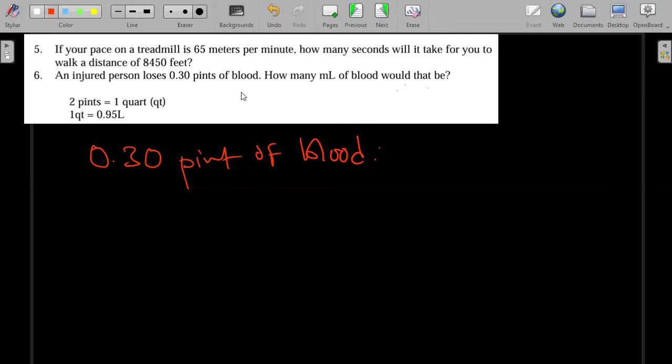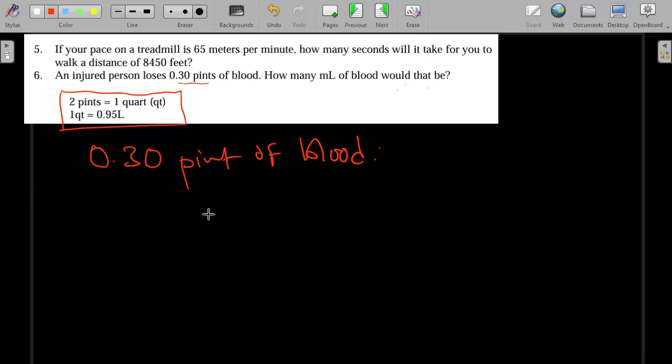Here they're saying an injured person loses 0.30 pints of blood. How many milliliters of blood would that be? They have given us conversion factors: 2 pints equal 1 quart, and 1 quart equals 0.95 liters. So we first convert the pints to quarts, then from the quarts to the liters, and then from the liters to the milliliters.